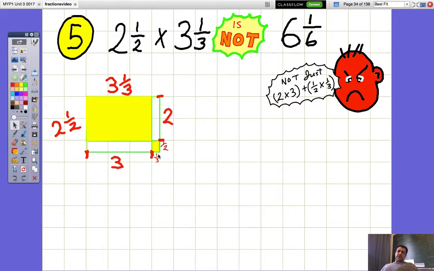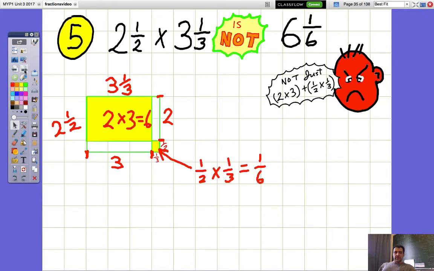So just by doing 2 times 3 is 6, and 1/2 times 1/3 is a 1/6, you're only getting the bits that I've shaded in yellow there. So that's clearly not the area of the whole rectangle. So there's me just writing that for confirmation. 2 times 3 is 6. Half times a third is a sixth. So 6 and a sixth is the bit I shaded in yellow, but it's not the whole rectangle. So it's not 2 and a half times 3 and a third.